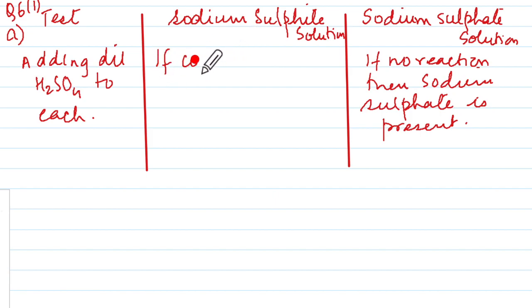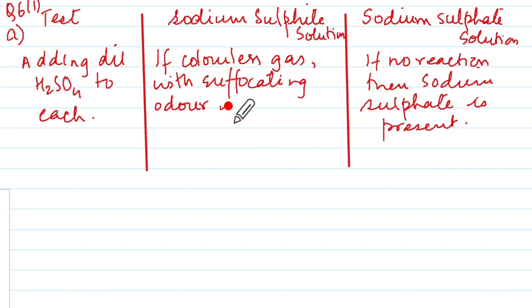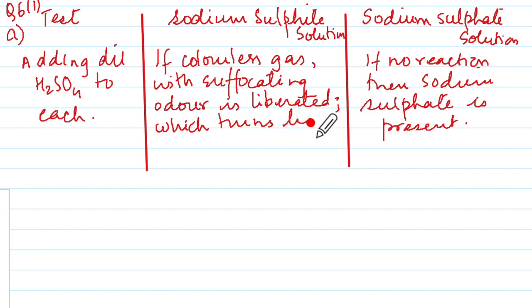So if colorless gas with suffocating odor is liberated, put semicolon, which turns, we write the test for that, which turns lime water milky.